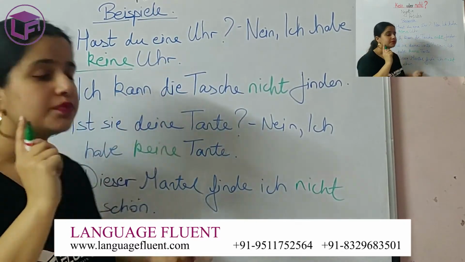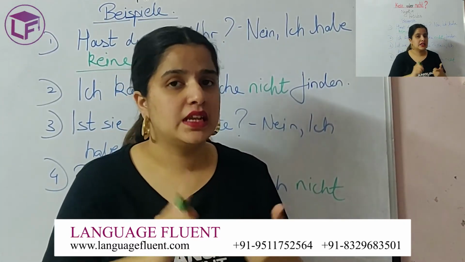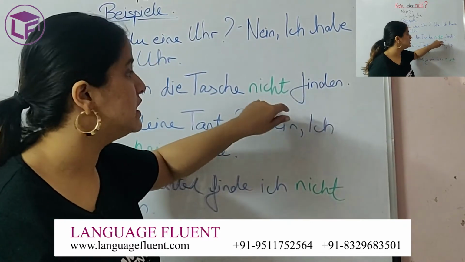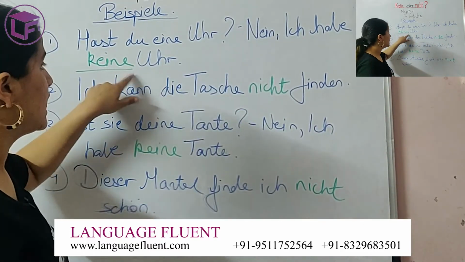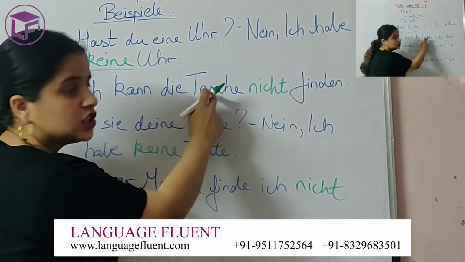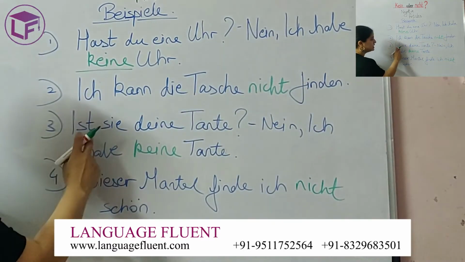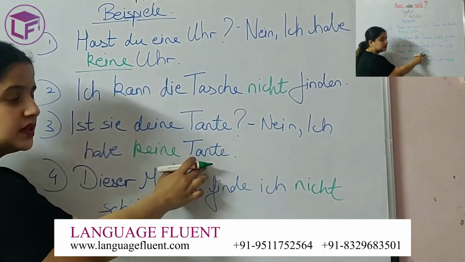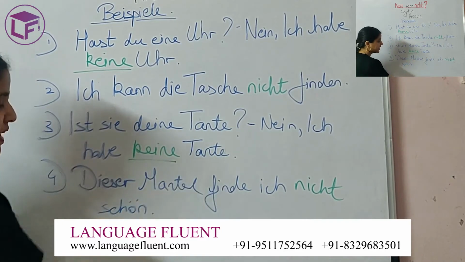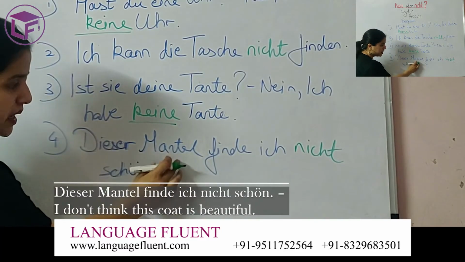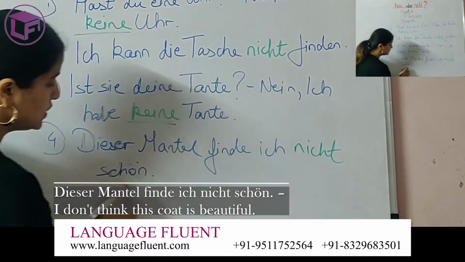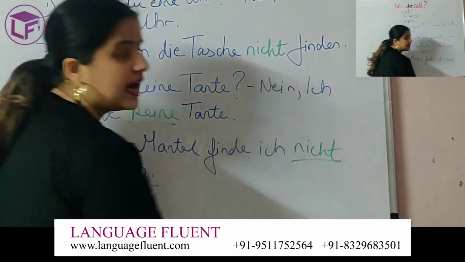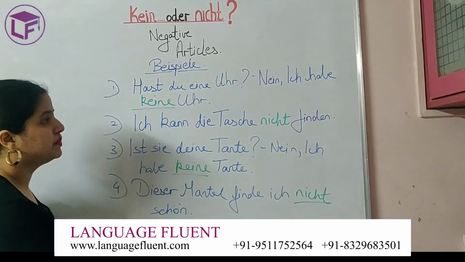As I said before, kein, keine, kein negates a noun and nicht negates an adjective or a verb. So because finden is a verb, we use nicht, and Uhr is a noun, we use kein. So, ich kann die Tasche nicht finden. Next, ist sie deine Tante? Nein, ich habe keine Tante. Again, Tante is a noun, so kein, keine. Lastly, dieser Mantel finde ich nicht schön. Schön is an adjective. Therefore, we use nicht and not kein.